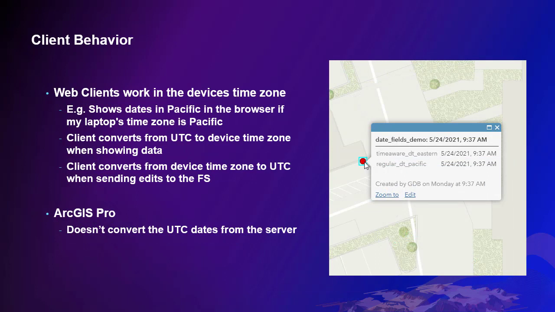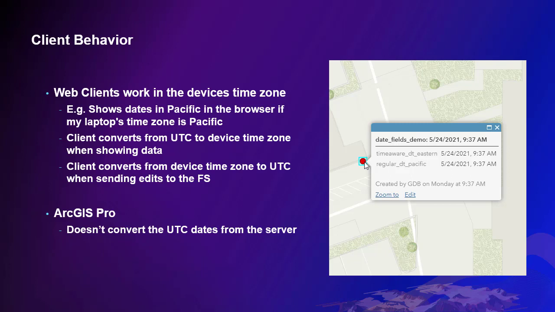Clients get date values in UTC from the service, but they can choose to convert the values to another more appropriate time zone. For web clients like the map viewer, users work in the time zone of the device on which the browser is running. The map viewer client takes care of any conversions needed.